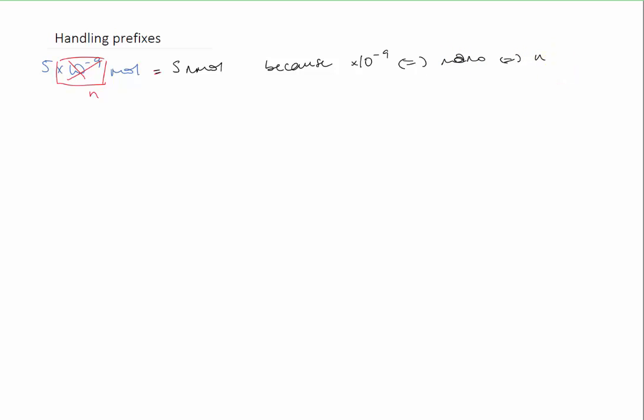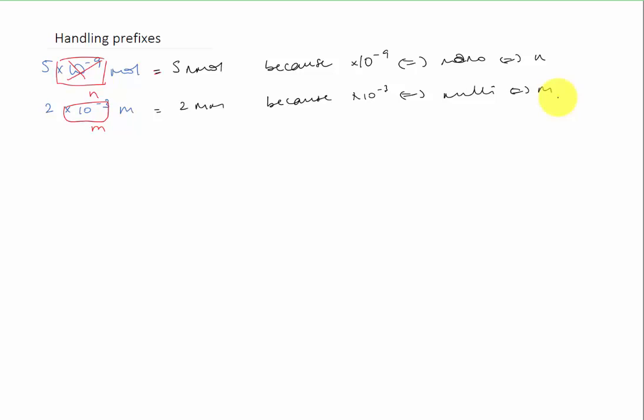And just the same, let's say we have 2 times 10 to the minus 3 meters. There we can exchange the 10 to the minus 3 for milli, and so it's 2 millimeters, because times 10 to the minus 3 is equivalent to milli, or just the letter small m.